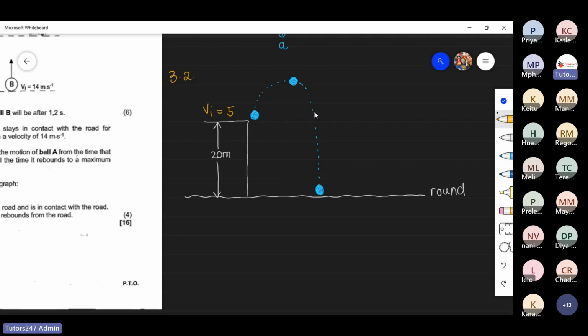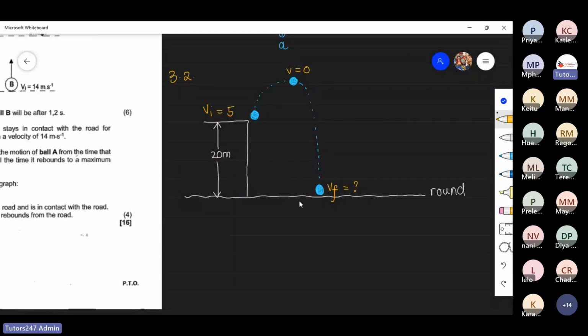Let's look at my velocity at my maximum height. Always remember that velocity at maximum height is going to be 0. Then let's have a look at the velocity when this object hits the ground or the road. That is what we need to calculate. So we've now identified our initial point and we've identified our final point.